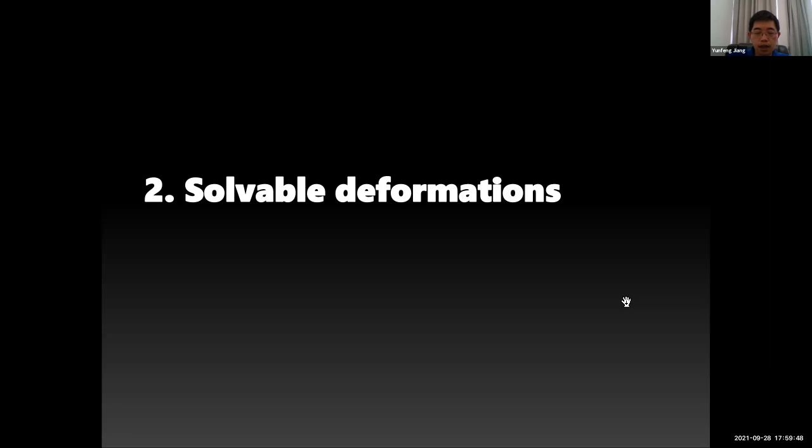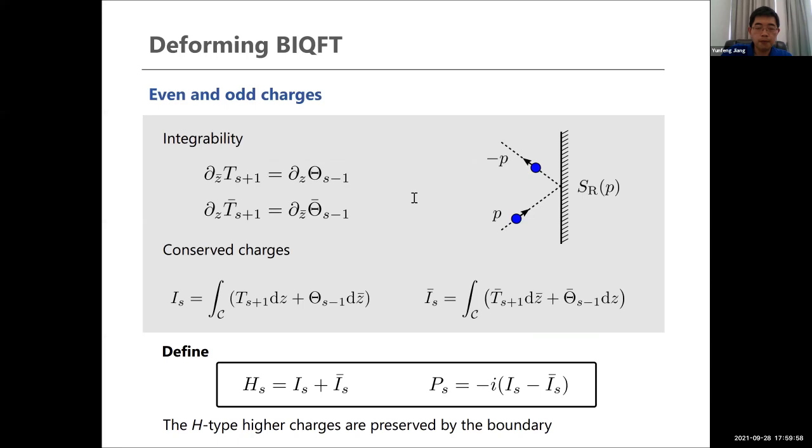Okay. Now I will discuss how this structure gets deformed under the TTbar deformation. I will start with the boundary case. As we said before, the boundary preserves even charges and does not preserve odd charges. Let me describe in slightly more detail what are the even and odd charges.